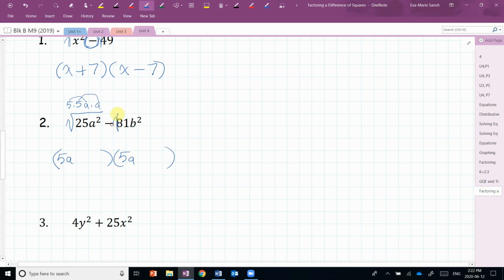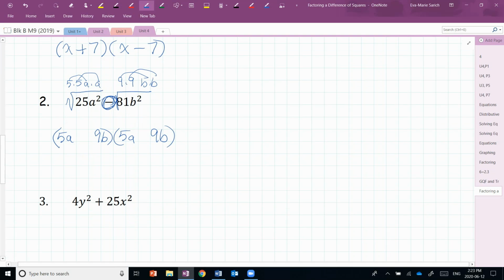Can we take the square root of the second term? Well, 81 you can take the square root of, and that becomes 9 times 9. B squared becomes b times b. So we've got a 9b and a 9b. So our two terms, second terms, are 9b and 9b. Is it a subtract? Yes. So that means this is in fact factorable, and one gets a subtract and one gets an add.